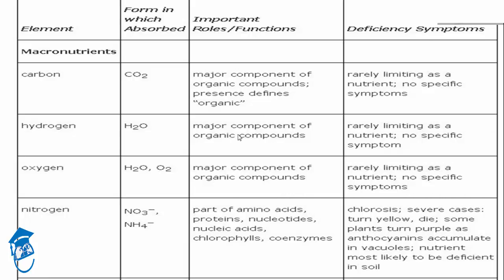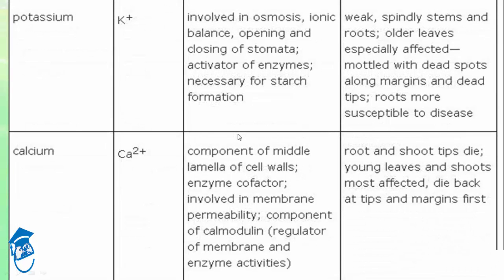Now come to other macronutrients such as potassium and calcium. Potassium is absorbed in the form of K plus. What's the role of potassium? It is involved in osmosis. It is involved in ionic balance. It is involved in opening and closing of stomata, students. And potassium is the activator of enzymes which are necessary for the starch formation. Okay, so this is the main role of the potassium.